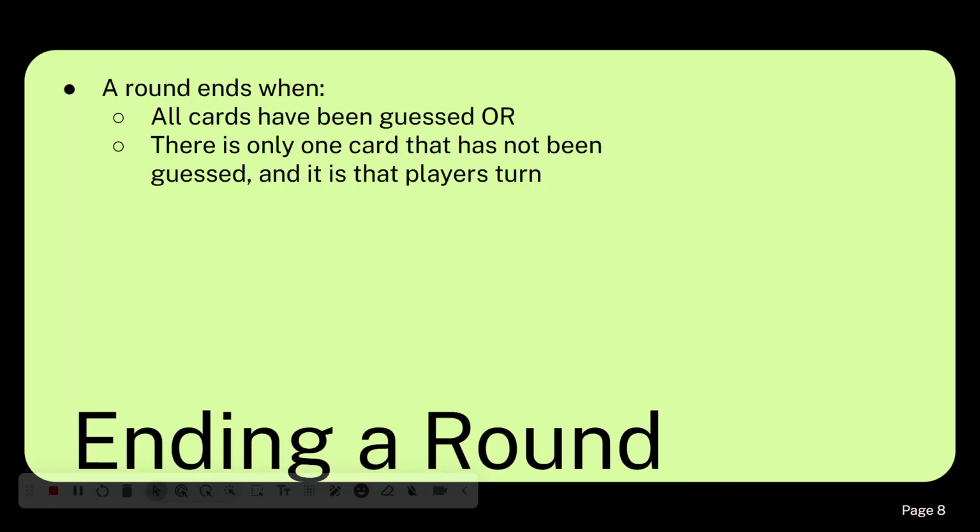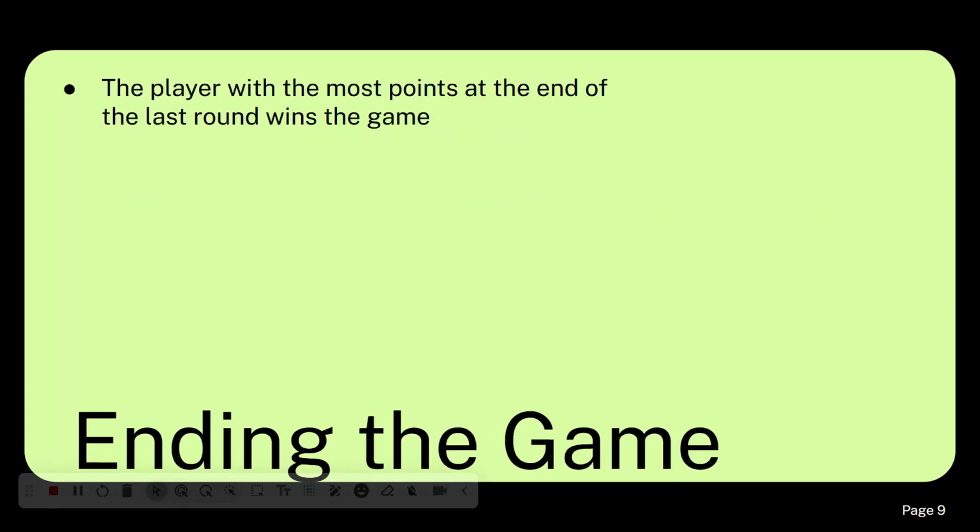A round ends when all cards have been guessed, or there is only one card that has not been guessed, and it is that player's turn. At the end of each round, each player draws back up to 7 cards before the start of the next round. For a 20 to 30 minute game, with 4 players, it is recommended to play 2 rounds. With 3 players, it is recommended to play 3 rounds. And with 2 players, it is recommended to play 4 rounds. At the end of the last round, the player with the most cards in their scoring pile wins.